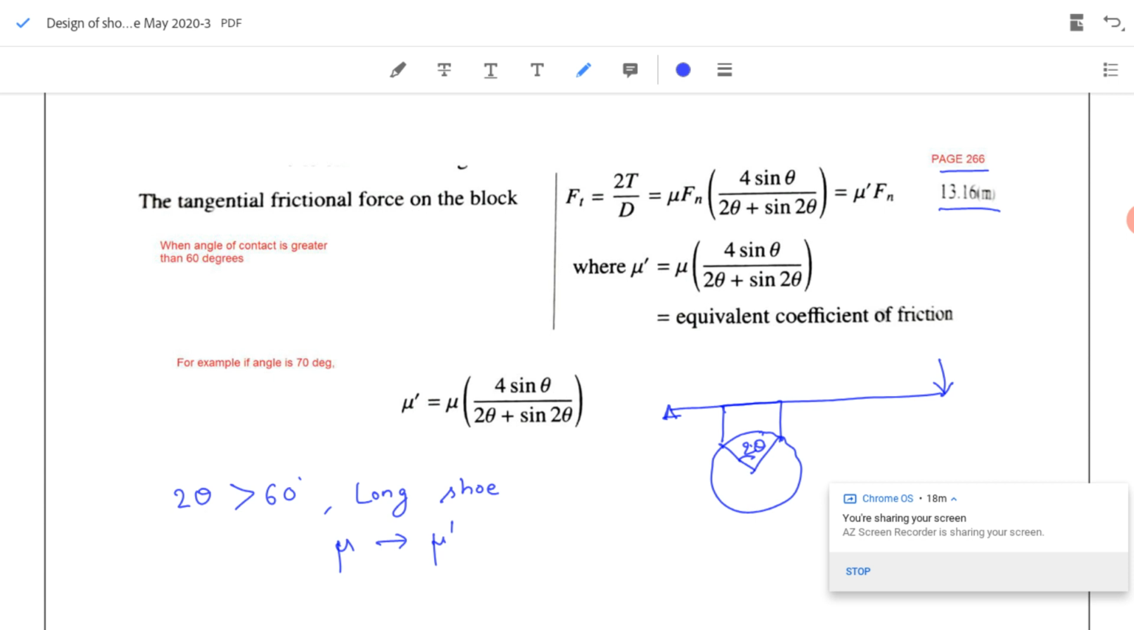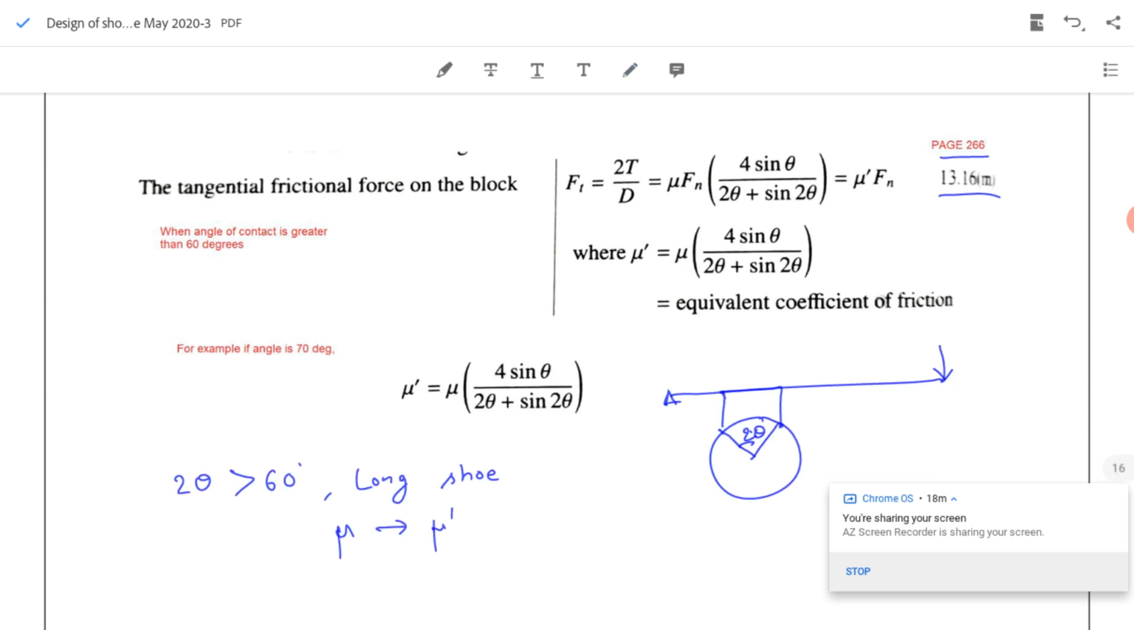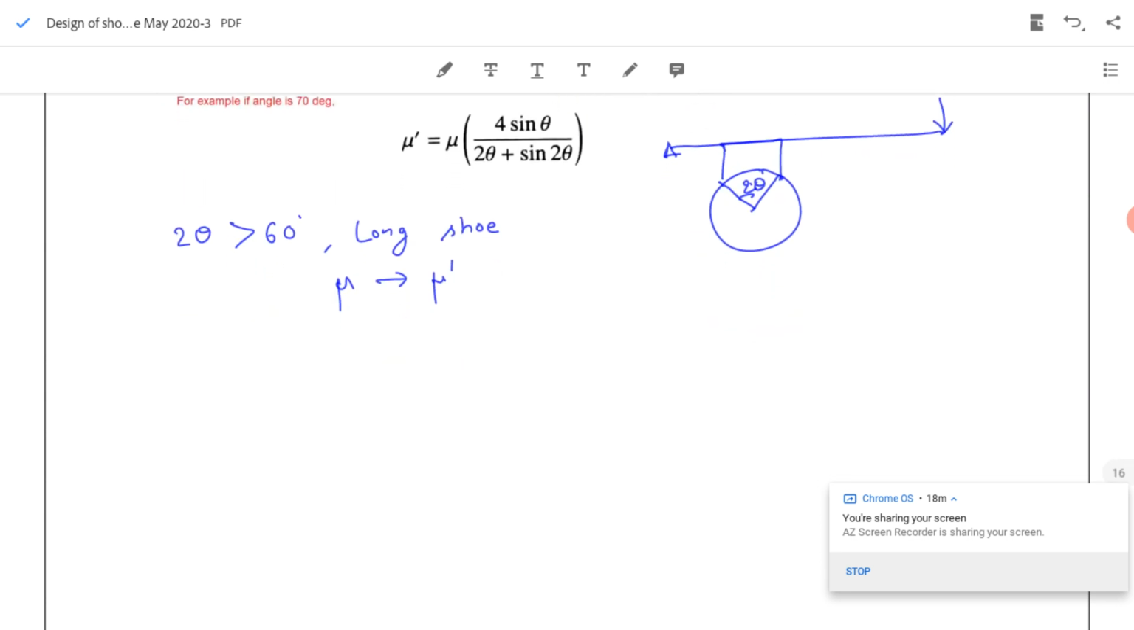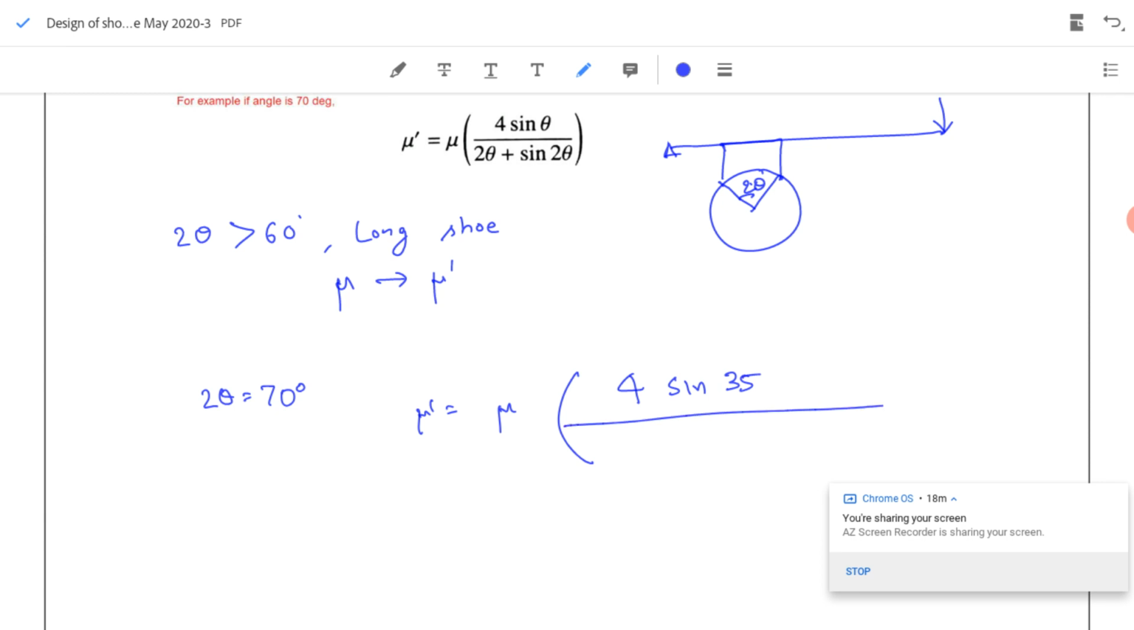For example, if the angle of contact equals 70 degrees, this is our equation. 2 theta equals 70 degrees, so mu dash will be equal to mu into 4 sin theta, that is sin 35 degrees, divided by 2 theta, which is 70 degrees in radians, 70 into pi by 180, plus sin 2 theta. So we can find mu dash, which will be slightly greater than mu, and we have to substitute that value in all these equations.